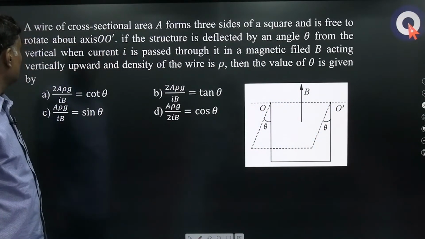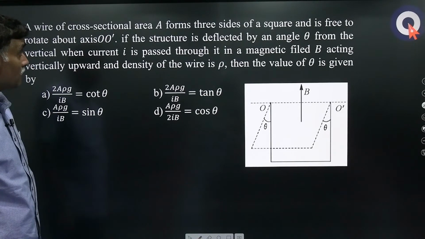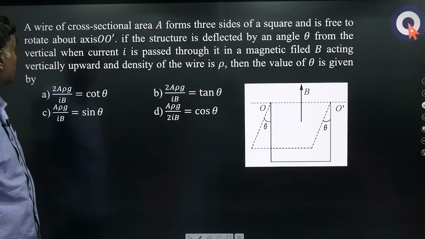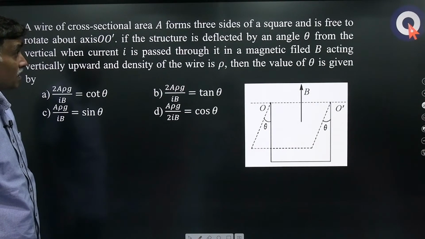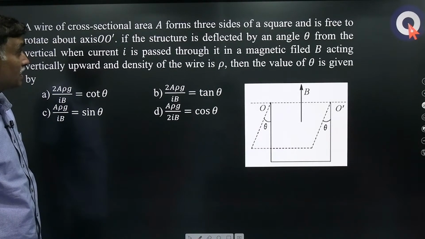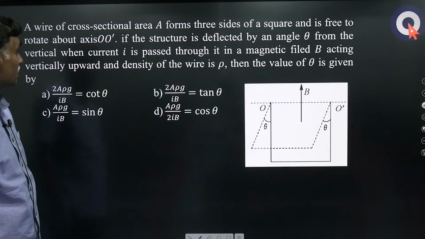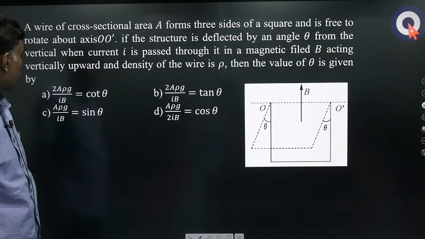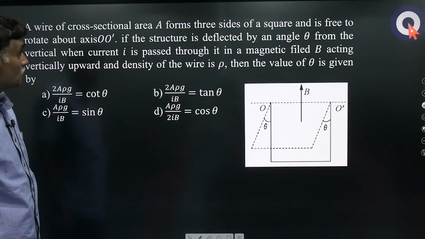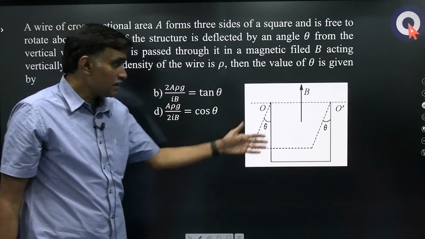Next, a wire of cross sectional area A forms 3 sides of a square and is free to rotate about axis O prime. If the structure is deflected by an angle theta from vertical, when the current I is passed through it in a magnetic field B acting vertically upwards and density of wire is rho, then the value of theta is given by, okay. Now this is deflected by an angle theta.